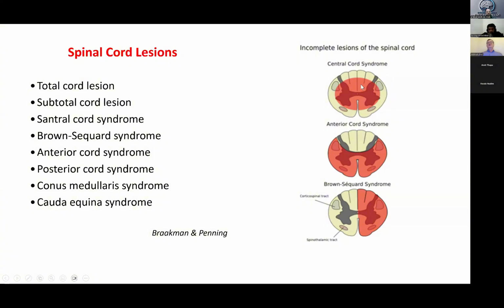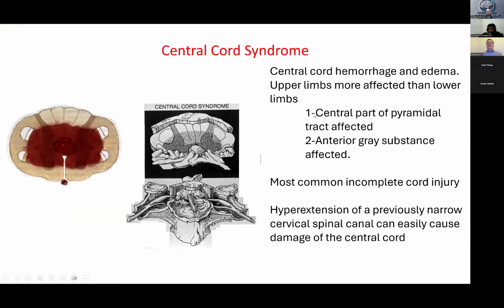Central cord syndrome is the more paresis on the upper extremities. The reason for that is that the medial part of the pyramidal tracts are affected more than lateral parts. So this is the central cord syndrome. Another reason of affection of upper extremities can also be anterior gray substances affection. Not just pyramidal tract, but also gray substance affection.